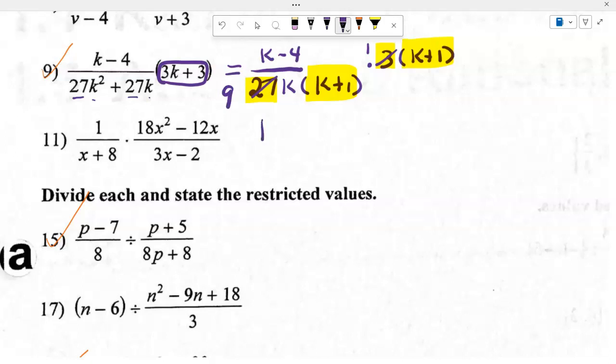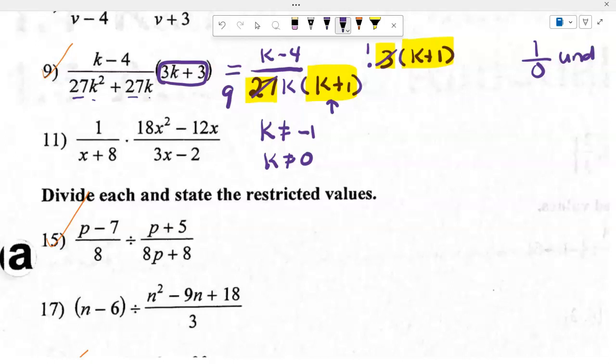So the restrictions: we can't have a negative 1 in there, because negative 1 plus 1 gives you 0, and that's going to make the denominator 0, and we can't divide by 0. So k cannot equal 0 also, because that's going to make the denominator 0. Remember, make a note: 1 divided by 0 is undefined. So that's why we have those restrictions.